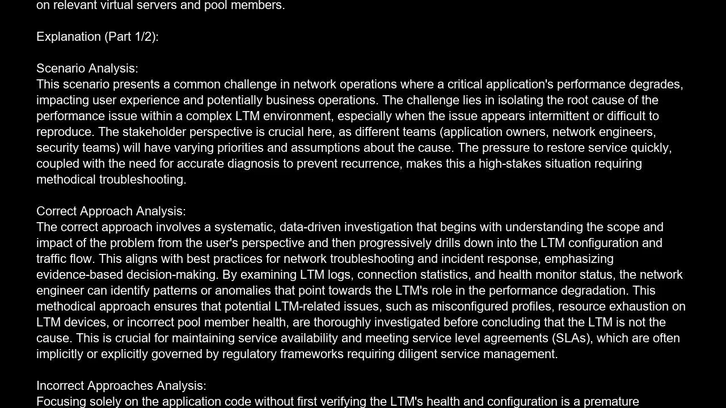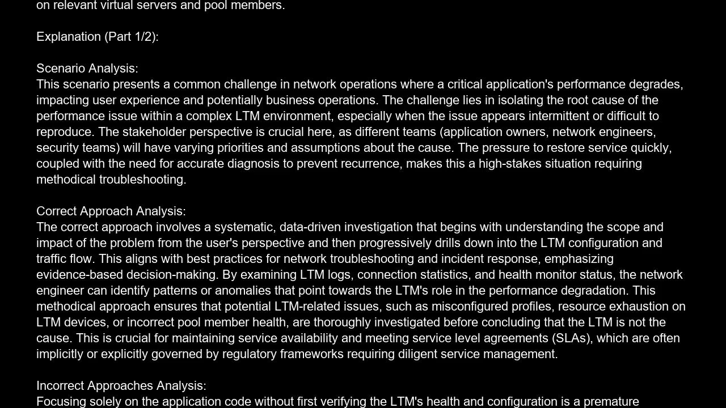This scenario presents a common challenge in network operations where critical applications' performance degrades, impacting user experience and potentially business operations. The challenge lies in isolating the root cause of the performance issue within a complex LTM environment, especially when the issue appears intermittent or difficult to reproduce.